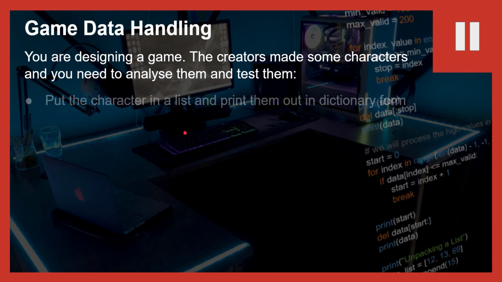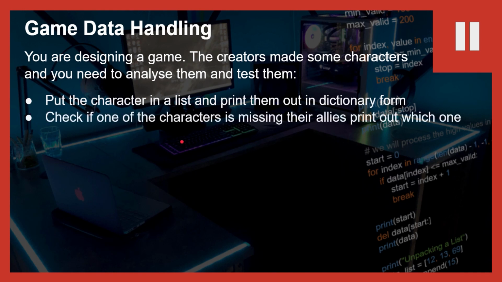So, first of all, you need to put the characters in a list and print them out in a dictionary form, just like we've done before. Next, you need to check if one of the characters is missing their allies. You need to print out which of your characters is missing their allies. How many skills does each character have? So you'll need to count them.